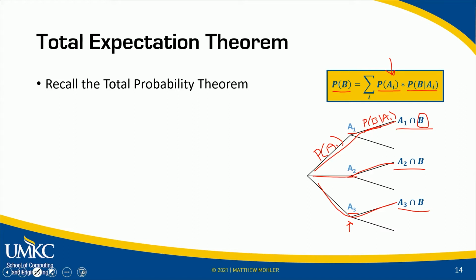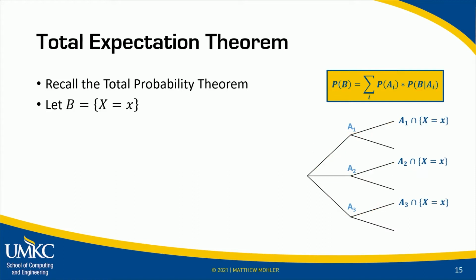Now, with that in mind, let's look at a slightly different version of this, specifically one that involves random variables. In order for the total expectation theorem to work, the first thing we can do is let our event B that we had before be equal to the random variable X being equal to a specific value of x. So we're replacing B, the thing we're interested in, with this event that our random variable is equal to a specific value. With that in mind, we can replace all of our terms over here. Instead of A1 intersected with B and A2 intersected with B, we now have A1 intersected with the event that the random variable X is equal to the specific value little x.